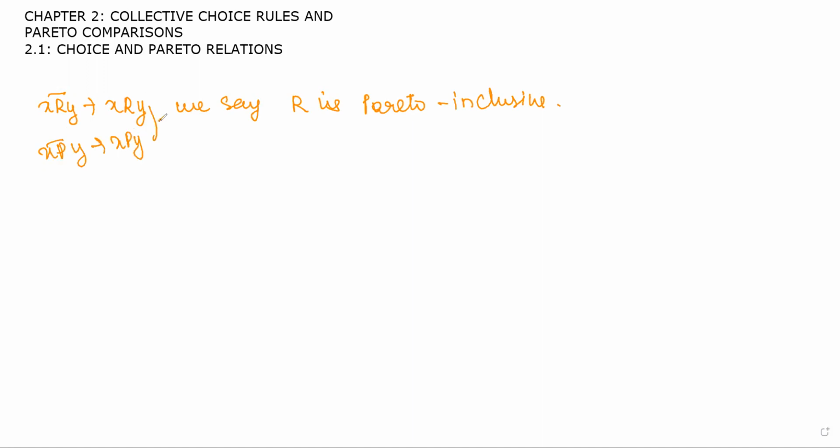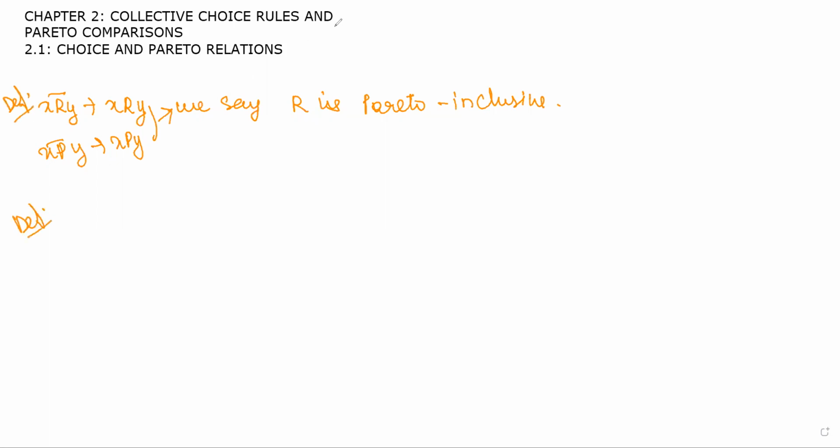We discussed this partially before. If this is true, we say R is Pareto inclusive. It's if this condition is true. This and this actually. If these two conditions are true, again, these are conditions and not definitions of R, then we say R is Pareto inclusive. This is one definition.